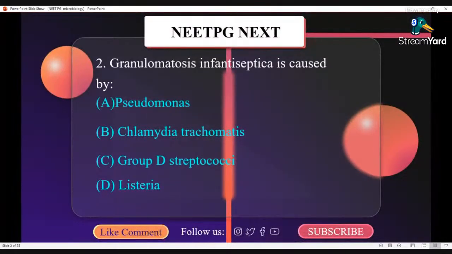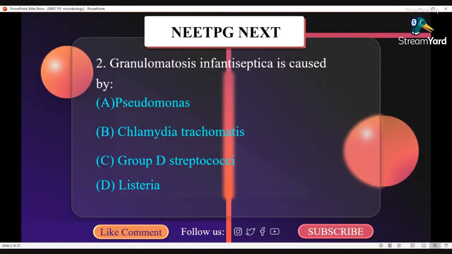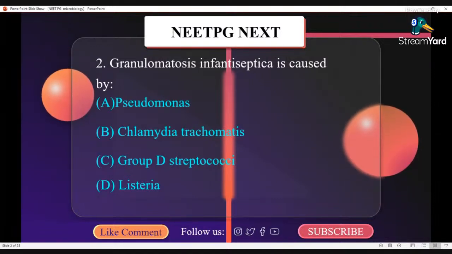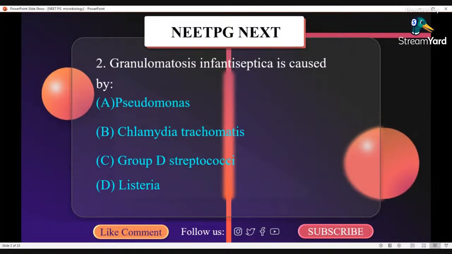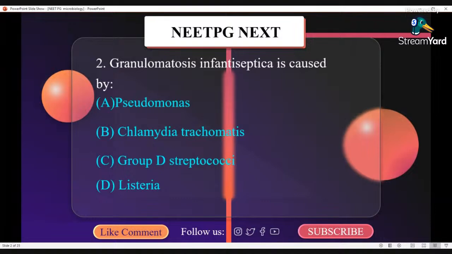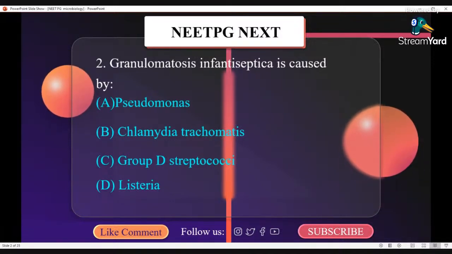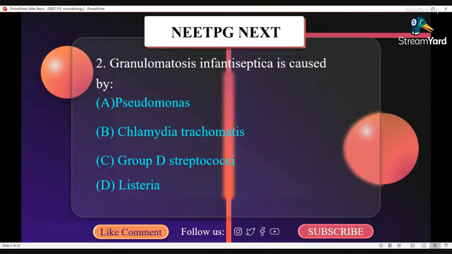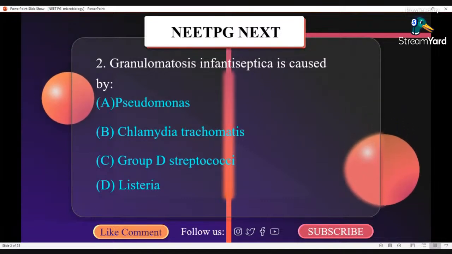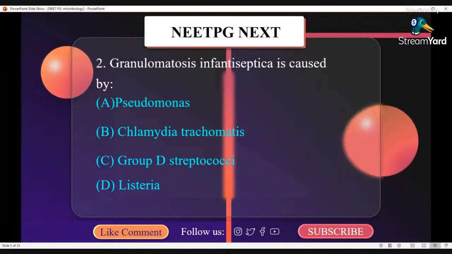Granulomatosis infantiseptica is caused by: A. Pseudomonas, B. Chlamydia trachomatis, C. Group D streptococci, D. Listeria. Granulomatosis infantiseptica is an intrauterine infection of the newborn which is caused by Listeria.